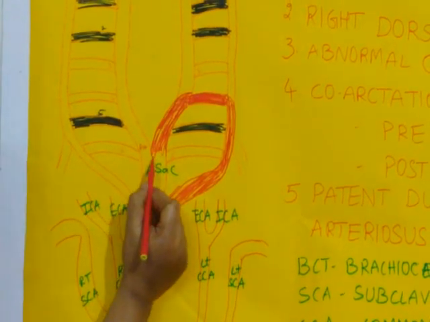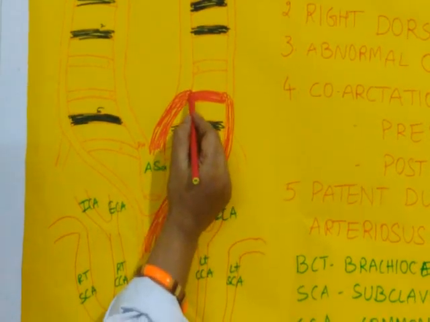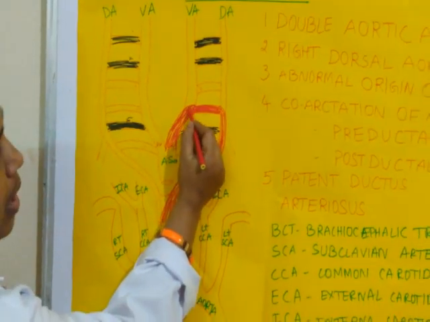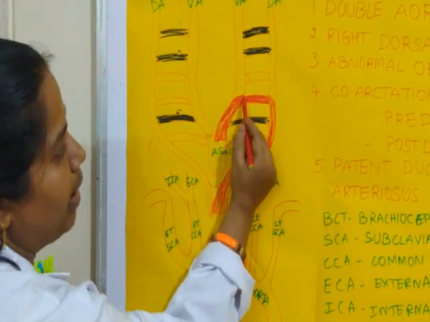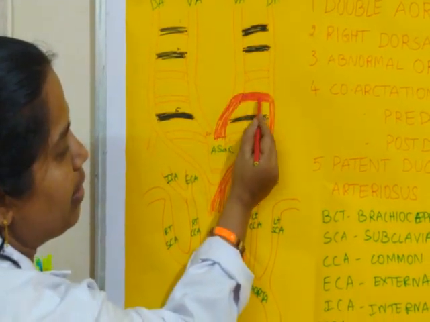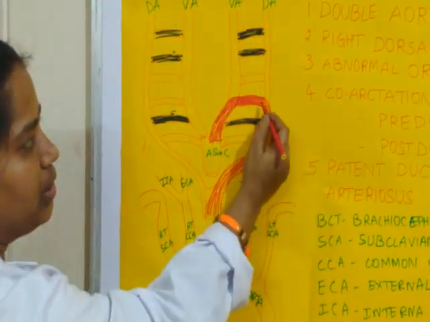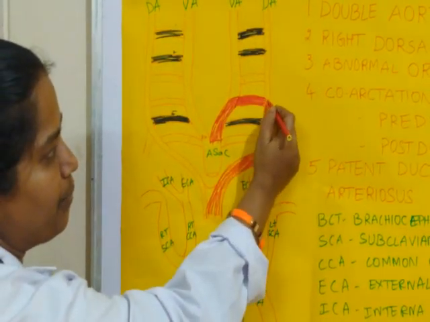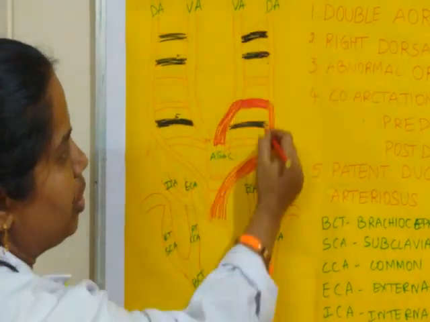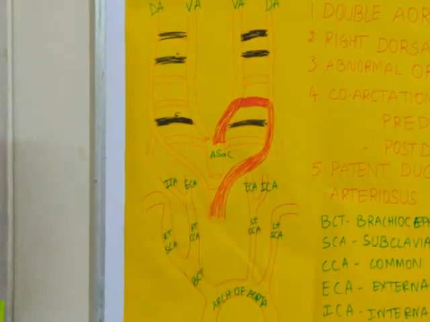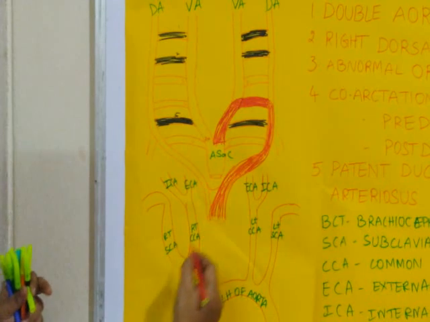The first part, from the brachiocephalic trunk to the origin of the left common carotid artery, develops from the left horn of the aortic sac. The second part develops from the fourth aortic arch. And the third part, the descending part, develops from the dorsal aorta. So these 3 structures give rise to the arch of aorta.